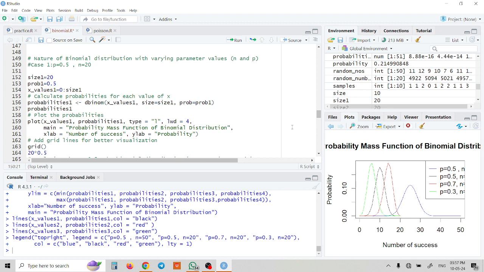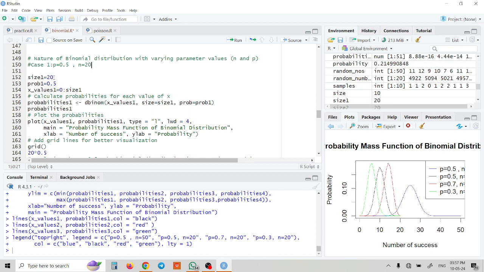So here, first we will see one by one for the different values of the parameters, and then we will plot the diagrams, probability mass function, and then in the last we will merge all the probability mass function diagrams into one, and then we will compare. Okay. So first case we are taking when the probability of success is 0.5 and the number of trials is 20. Okay, so how does the probability mass function look? Okay, first we will do this.